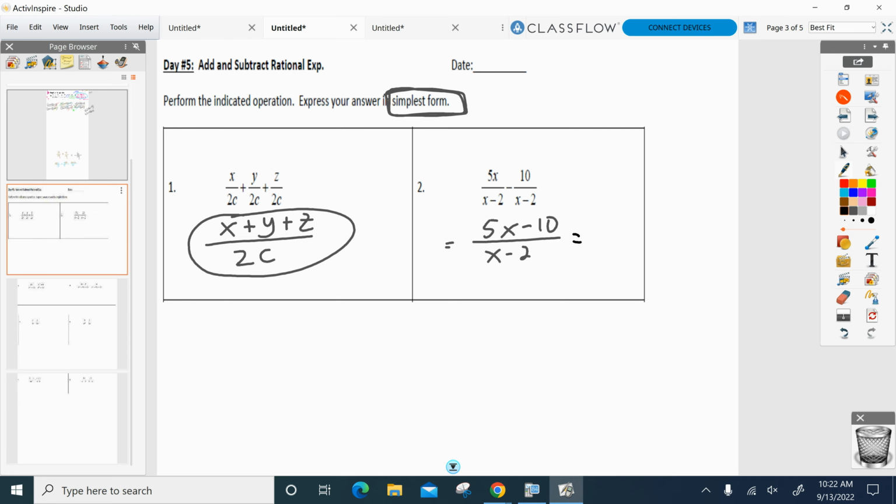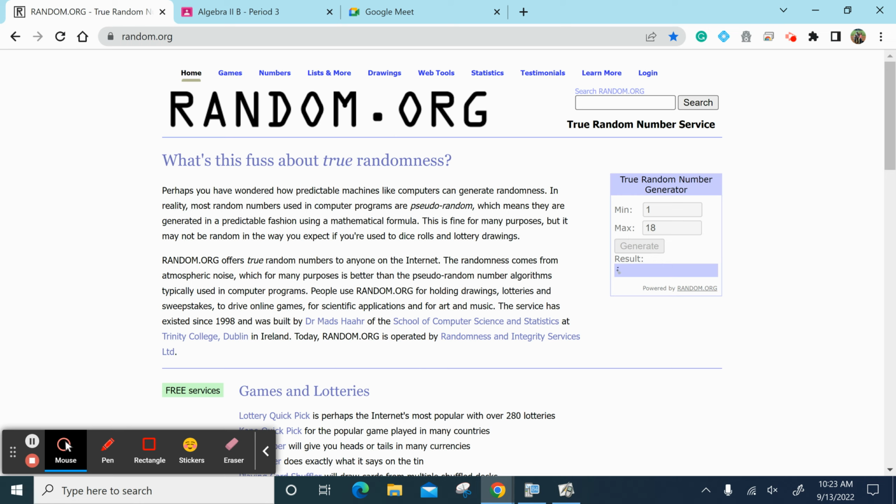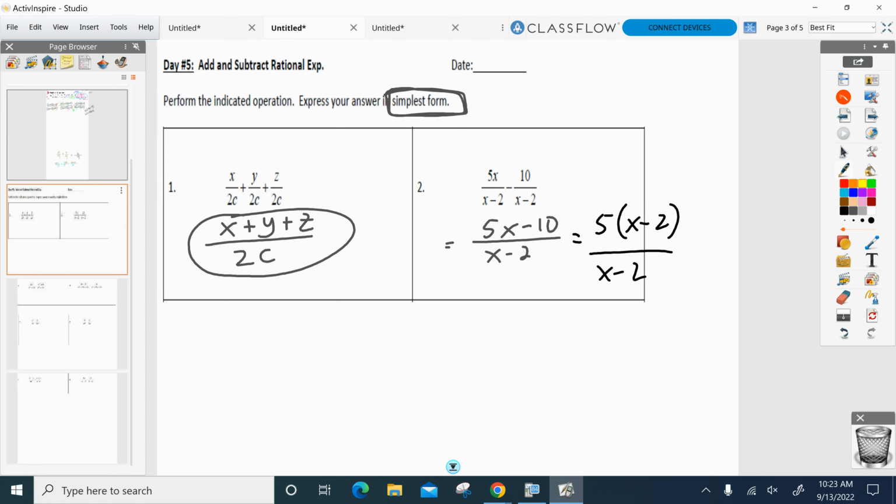What can I do at the top? Take out a 5. Yep. What are you left with? X minus 2. Thank you. Now what? Not simplified yet. Cross out the x minus 2. What's my final answer? 5.